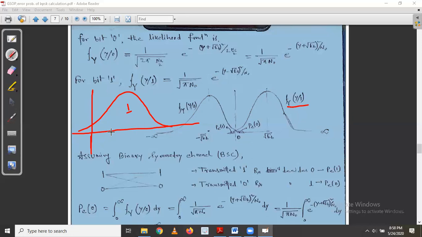But if I'm talking about this portion, this region, then the receiver will think that 0 was transmitted, because in this portion the probability density function is less than the threshold line. So the receiver will think that 0 was transmitted, but actually 1 was transmitted. Is it clear, I think? Now?